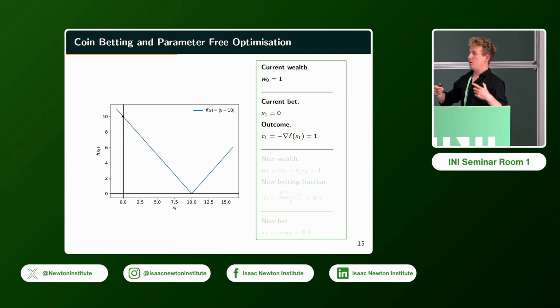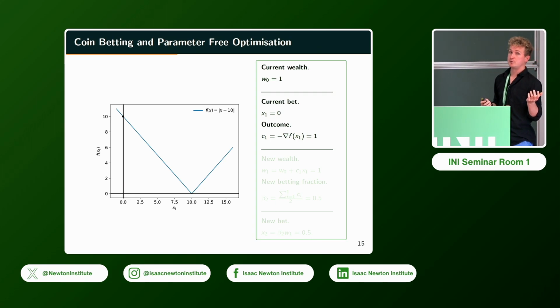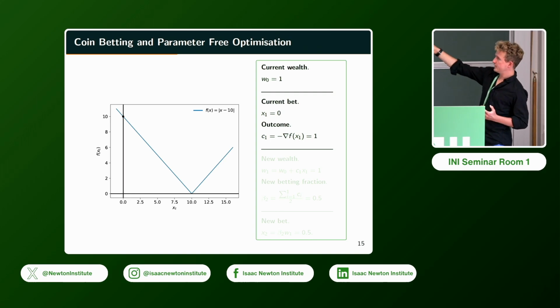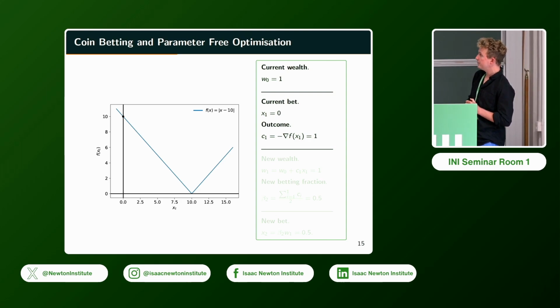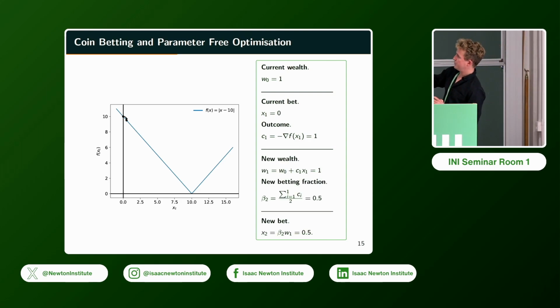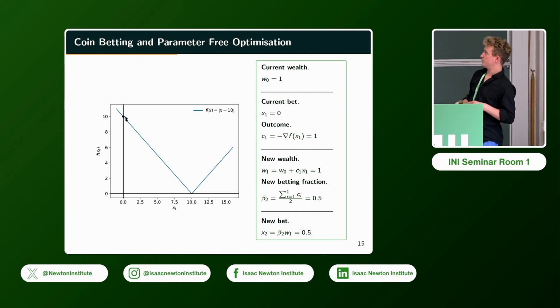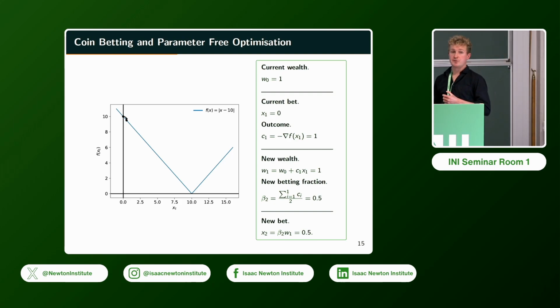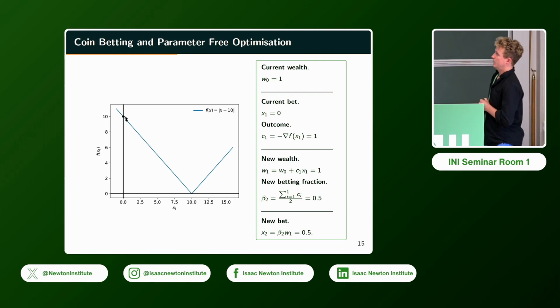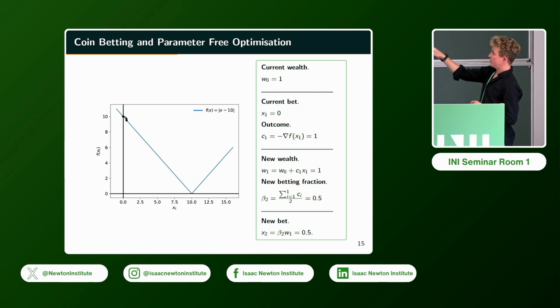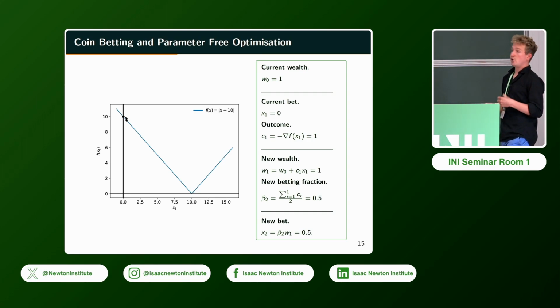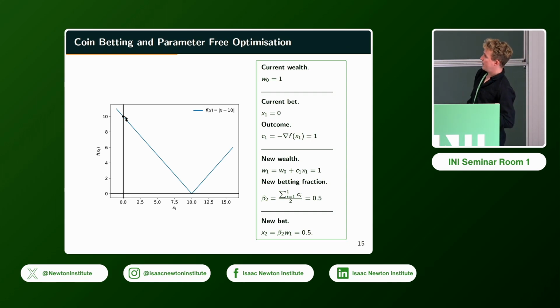Okay, now we observe an outcome. Remember, the outcome in our betting experiment here is the negative gradient of the objective function at the current point. In this case, the negative gradient is equal to 1. So we can calculate the new wealth. Our current wealth is 1. If we multiply our current bet by the outcome we've just observed, that doesn't give us anything more, so our new wealth is still 1. And we can now calculate a new betting fraction. Again, the betting fraction is equal to the sum of the previous observations divided by the number of time steps. In this case, we've observed a 1, and we've had 2 time steps, so our new betting fraction is a half. Now we make our new bet, which is equal to a half times 1, so a half.